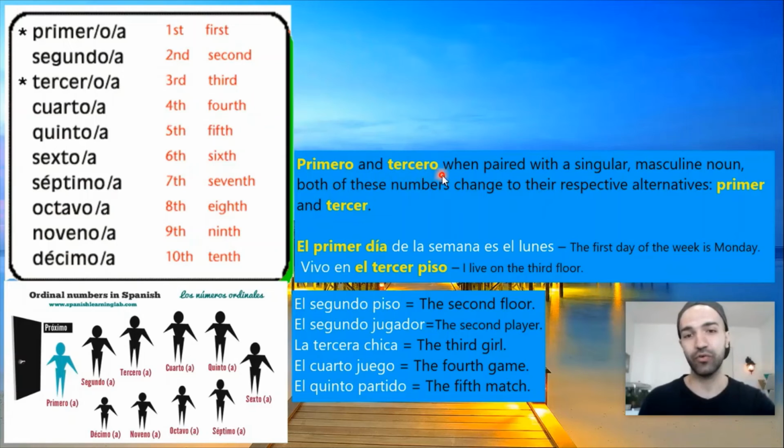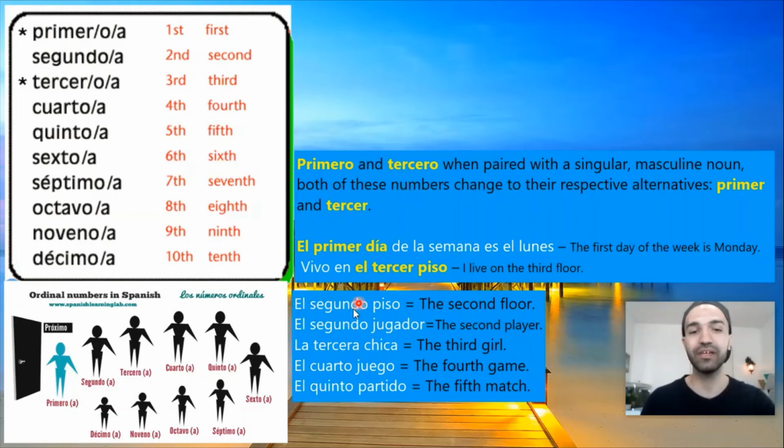Now for primero and tercero, you should pay attention because we have an exception. Primero and tercero, if they come before a singular masculine noun, we will change them to primer and tercer. For example, el primer día de la semana es el lunes. The first day of the week is Monday. Here, we don't say el primero día de la semana because día is a singular masculine noun.